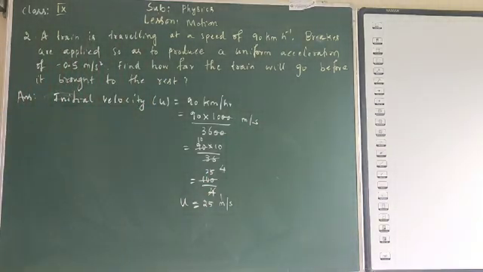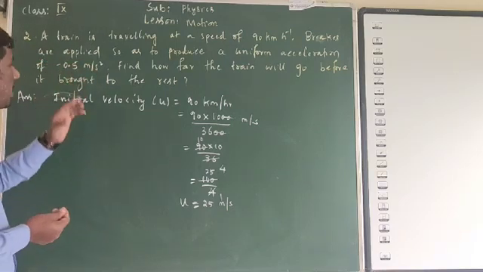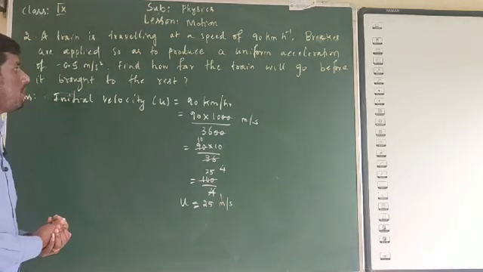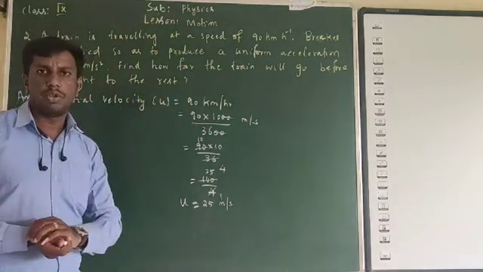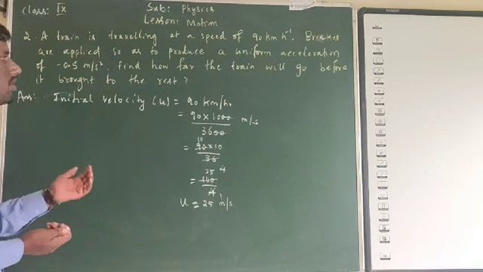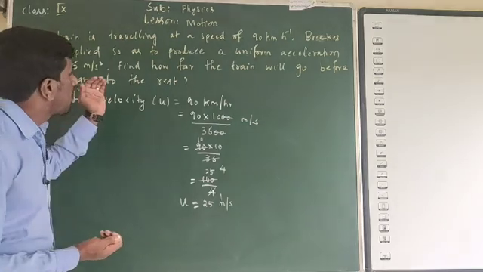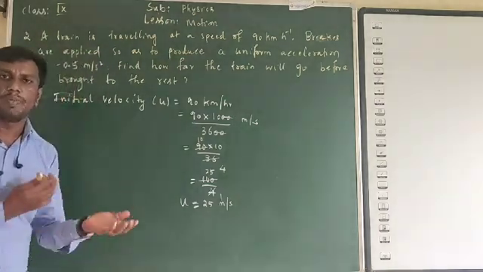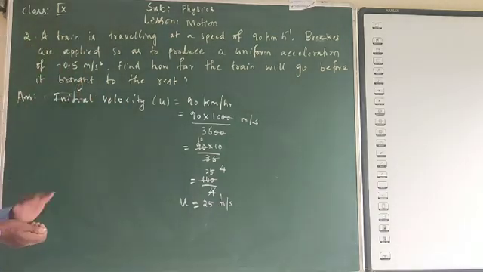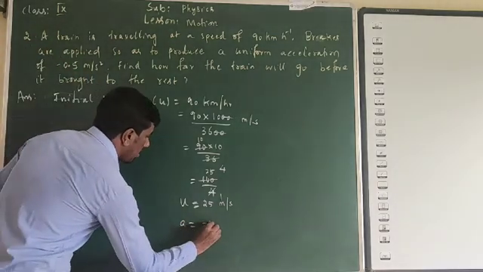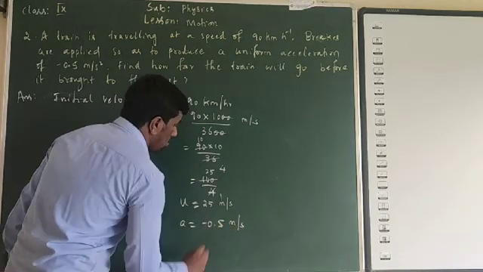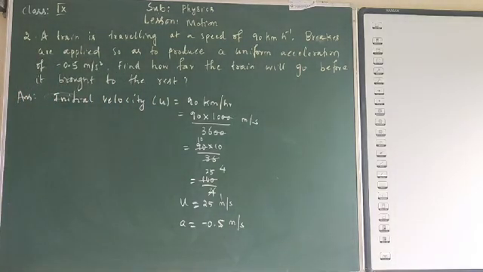Okay, then brakes are applied so as to produce a uniform acceleration of minus 0.5 meter per second square. So brakes will be applied to bring the vehicle to rest. That means brakes are applied, it has to produce a uniform acceleration. Whenever there is a change in speed, there will be acceleration. So that is a is equal to minus 0.5 meter per second square.